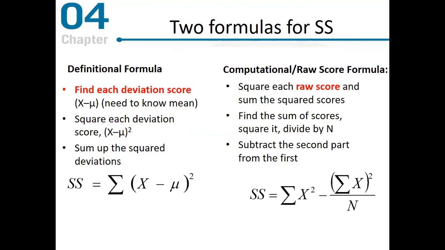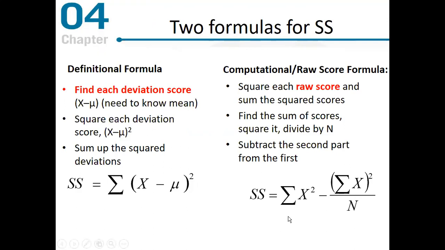We're getting the sum of all of the deviations in the group, but when we actually compute this, we're going to want to use the computational or the raw score formula. It's way easier, it's quicker, and it's less susceptible to human error. When we use the computational raw score formula, we don't have to calculate any deviation scores. We can plug the raw data directly into the equation. This formula can be found on your formula sheet.